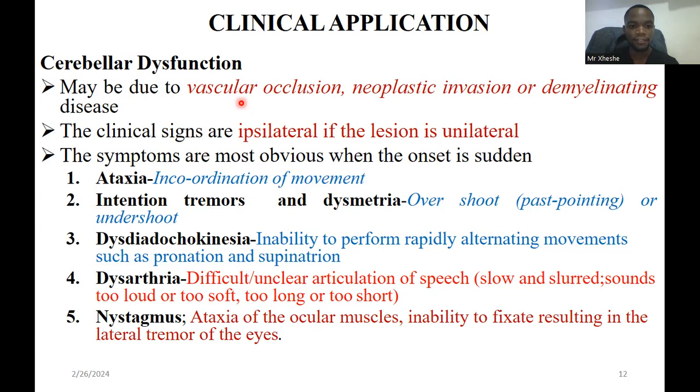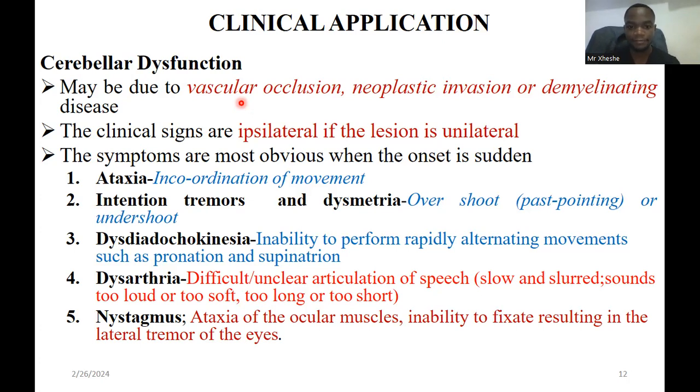So symptoms include the following: ataxia. So this is incoordinated movement, all right? So this person usually staggers, they don't walk properly. So we call that ataxia. Commonly seen in patients who have head injuries.